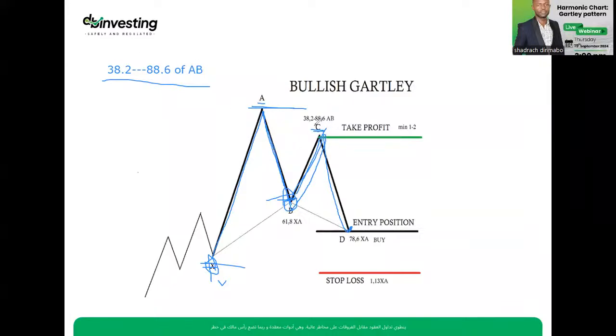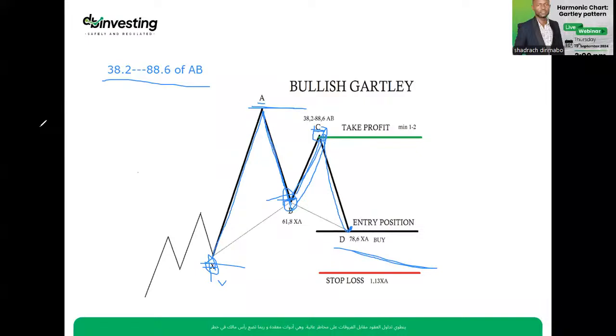Again, we are saying that C should not be higher than A, but it should be a lower high with reference to A. Then once B and C are achieved, the next thing we are looking for is for the market to drop down from point C to give us our D. And point D, where we're going to take our buy position, is going to be 78.6% of XA.